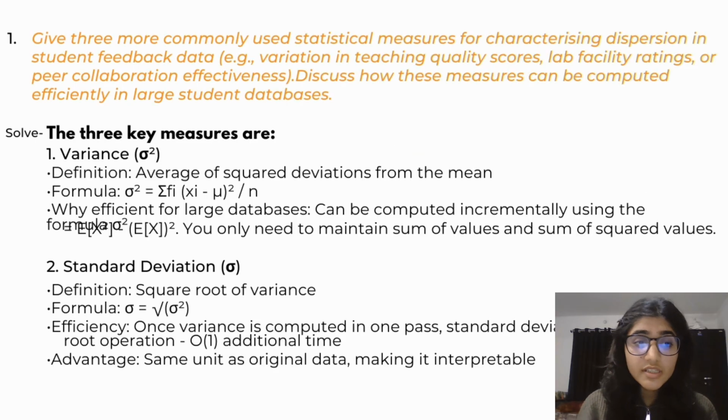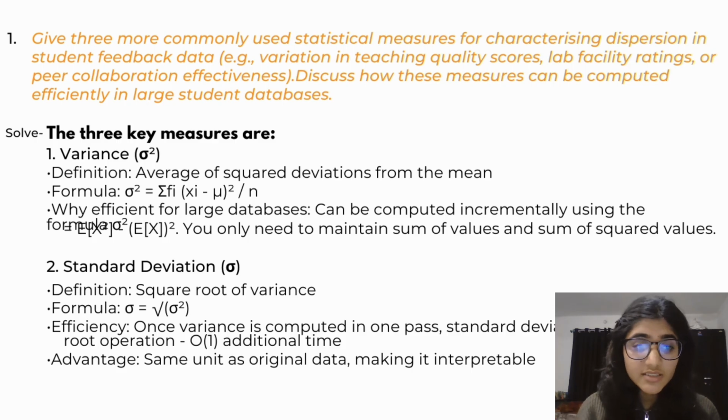So, the first question is: give three more commonly used statistical measures for characterizing dispersion in student feedback data. Example, variation in teaching quality scores, lab facilities ratings, or peer collaboration effectiveness. Discuss how these measures can be computed effectively in a large student database.